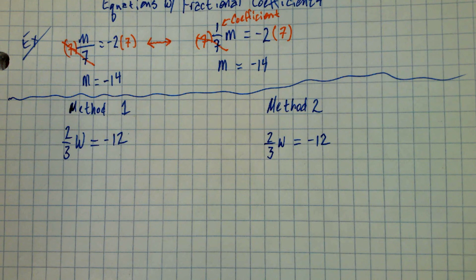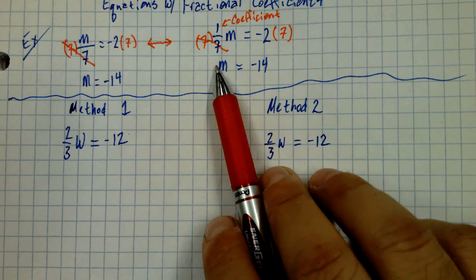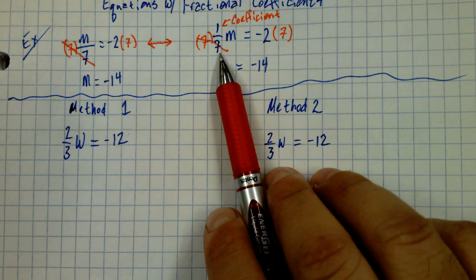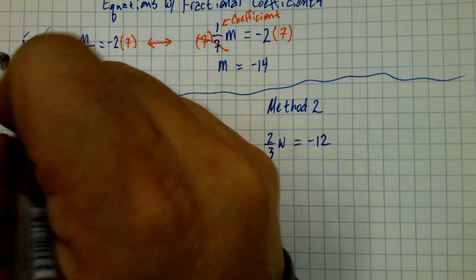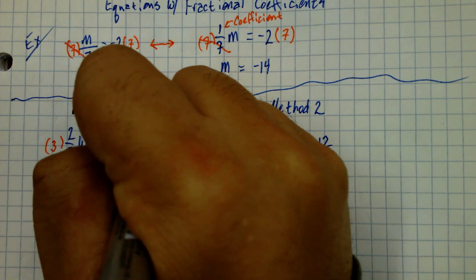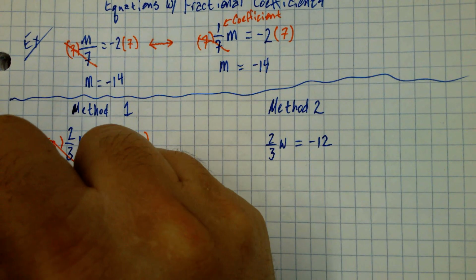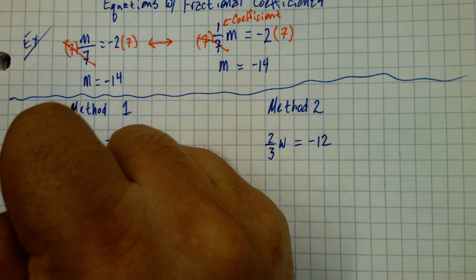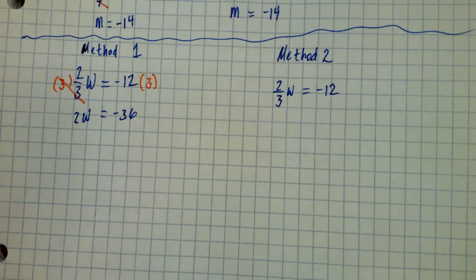Method 1. You basically break it up into two smaller problems. So first thing I'm going to do is get rid of the denominator, 3. Basically the same way I got rid of this one. I got rid of my 7 denominator by multiplying. So I'm going to do the same thing here. First you multiply by the denominator. I still have 2w, but now it equals -36. So I have 2 times w now.